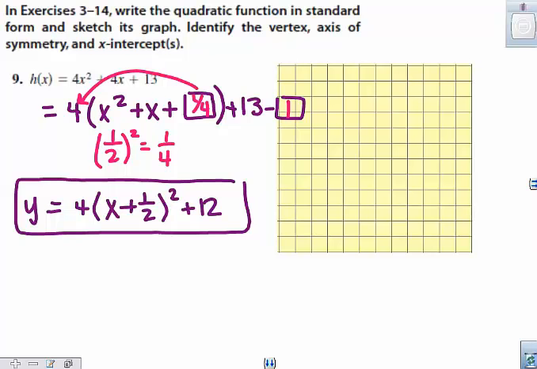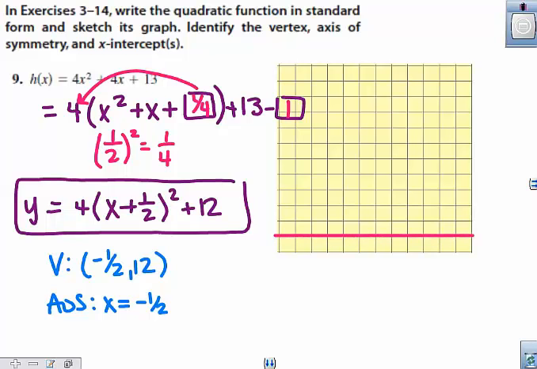This is vertex form. Your vertex is negative 1/2, 12. Your axis of symmetry is x equals negative 1/2. You graph it. This is going to be graphed kind of high on the y-axis, so I'll start my graph pretty low down here. I'm actually going to scale my axis to count by 2s so I can fit this in. So this is 2, 4, 6, 8, 10, 12. And my x-axis will still count by 1s.